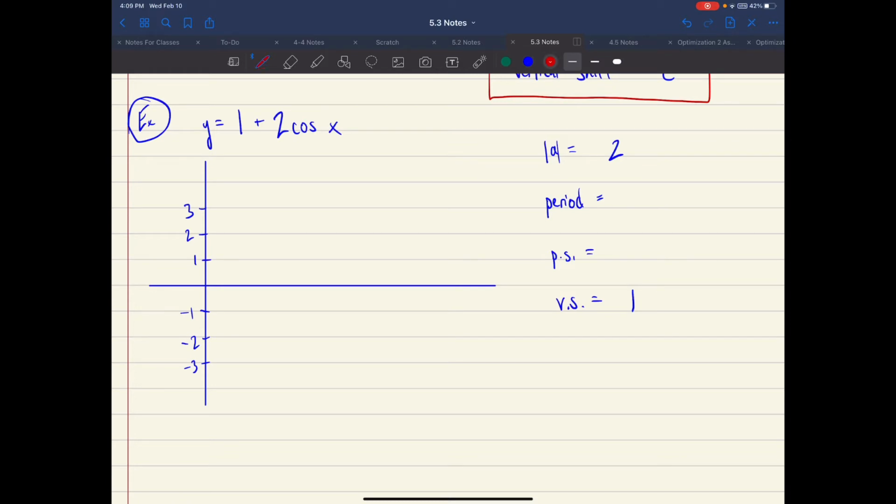The period is found by taking 2 pi divided by k. The k value here, notice there's no number in front of x, so we assume it's 1. So 2 pi over 1 is the period, so 2 pi. And there is no phase shift, so I'm going to start with phase shift of 0. With all of these graphs, the thing that I always have done first is start with the vertical shift. The vertical shift is 1, so I'm going to draw this dashed line to represent that.